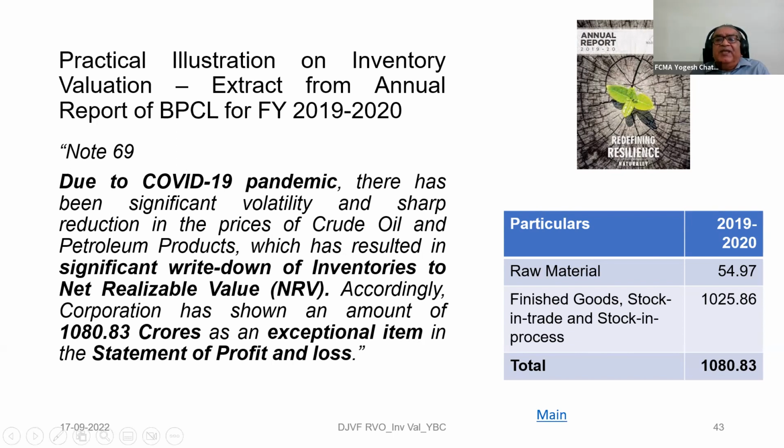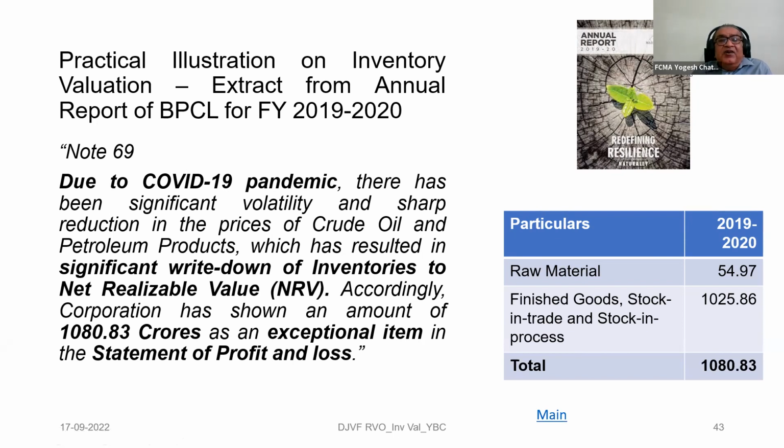Because of that, whatever purchases BPCL had made were at a higher price, and due to the sudden lockdown, the prices of crude oil went down in the international market. So they were forced to write down the inventory to net realizable value. So what was the impact? The impact was approximately 81 crores.